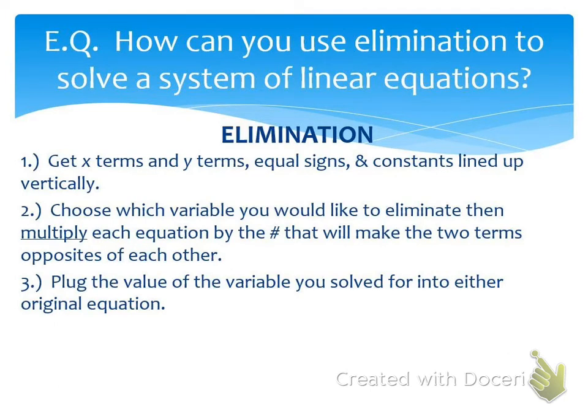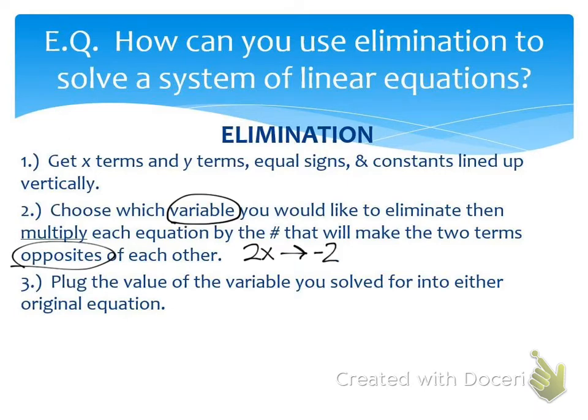In step two, we're going to choose which variable we want to eliminate. Now, make sure when you're choosing a variable that it is an x or a y, in these problems. So make sure you're choosing which variable you'd like to eliminate. Then you have to multiply each equation by the number that will make the two terms opposites of each other. Now, let's talk through this. If you want to eliminate the x variable, and the first x term in the first equation is a 2x, what is the opposite of 2x?